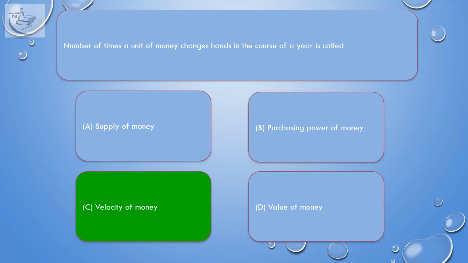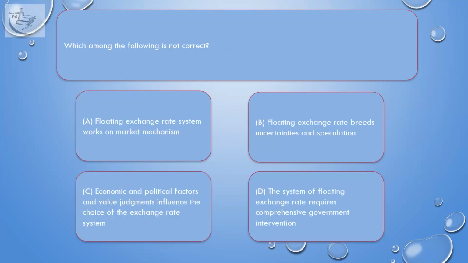Correct answer is C. Velocity of money. Question: which among the following is not correct? A. Floating exchange rate system works on market mechanism. B. Floating exchange rate breeds uncertainties and speculation. C. Economic and political factors and value judgments influence the choice of the exchange rate system. D. The system of floating exchange rate requires comprehensive government intervention.